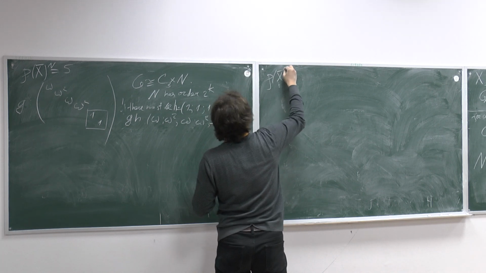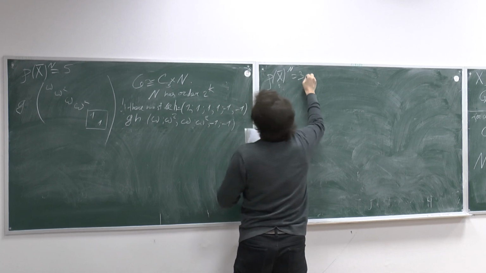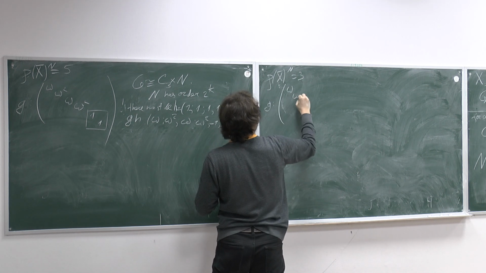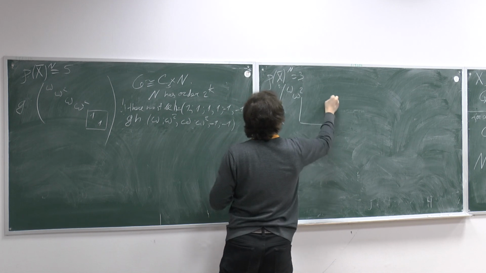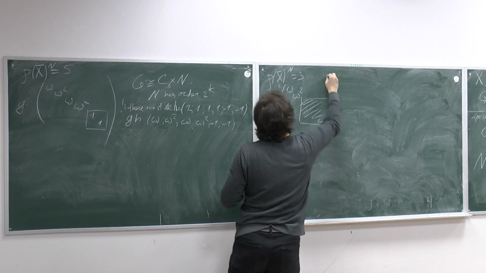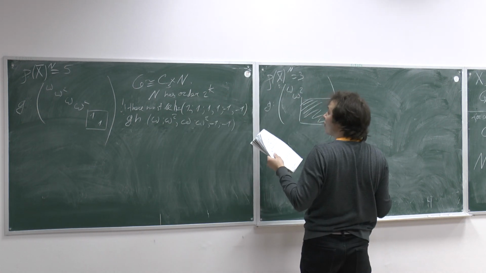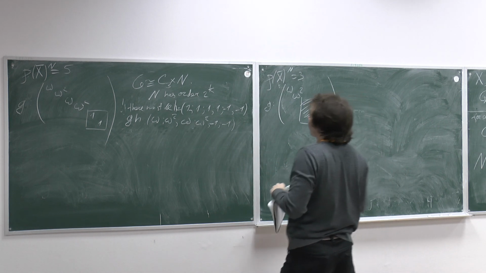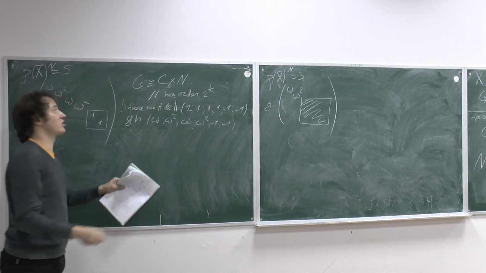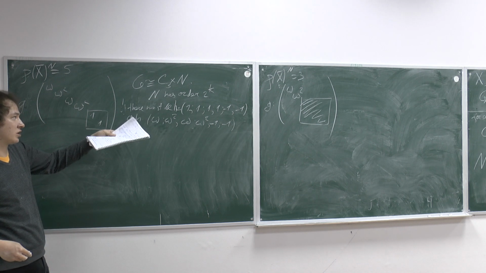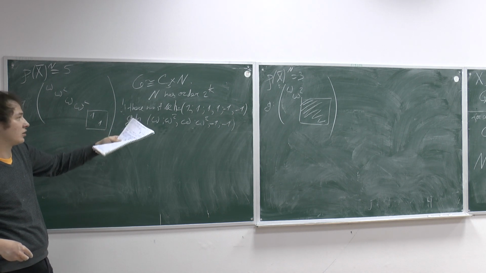Well, what do we have in this case? We have the element in the following way, and in this case we can write down, as in the two previous cases, that G is a direct product of a cyclic group of prime order and N.